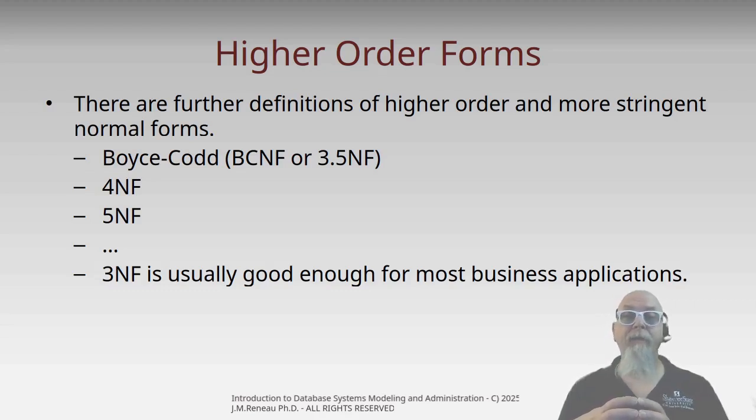There are higher orders of normalization. There's a type of normalization known as Boyce-Codd normalization, or some people call it 3.5 normal form, that eliminates some additional things. There's fourth normal form and fifth normal form that are used in research and in some very specialized databases. But for most business applications, if you can get the data down to a good, solid, clean third normal form, I think you'll find it works really well for most applications.